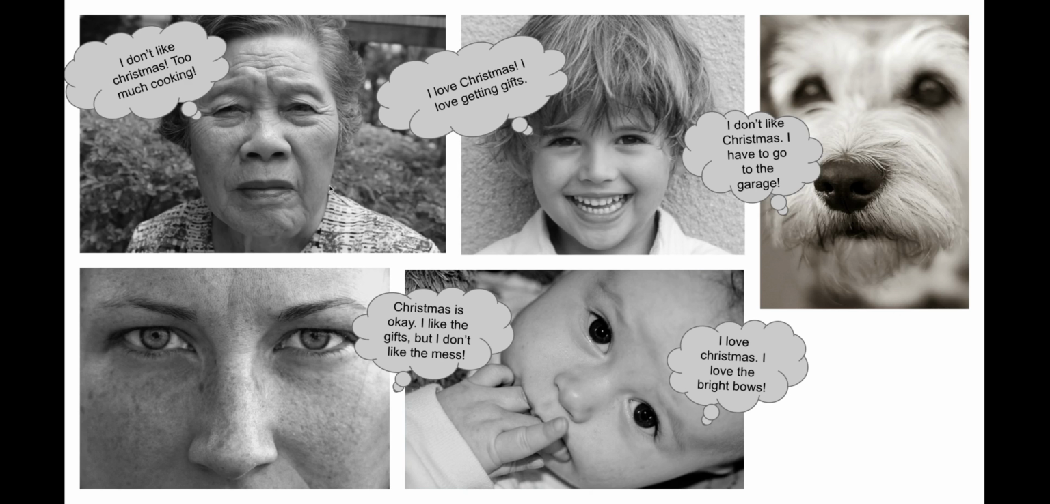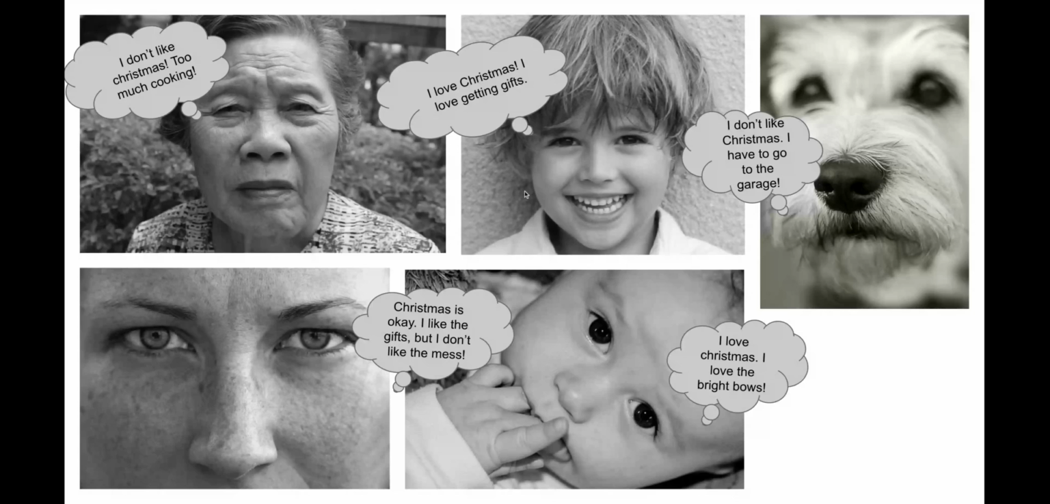We can also see some external traits. So let's start over here. This lady, her external traits tell me she doesn't look very happy. Her eyes are squinted and her mouth is scowling. Here's her thoughts or her words: "I don't like Christmas. Too much cooking." So her thoughts and words and the fact that she's not smiling tell me her point of view or her perspective is she does not like Christmas. It's just a lot of work.